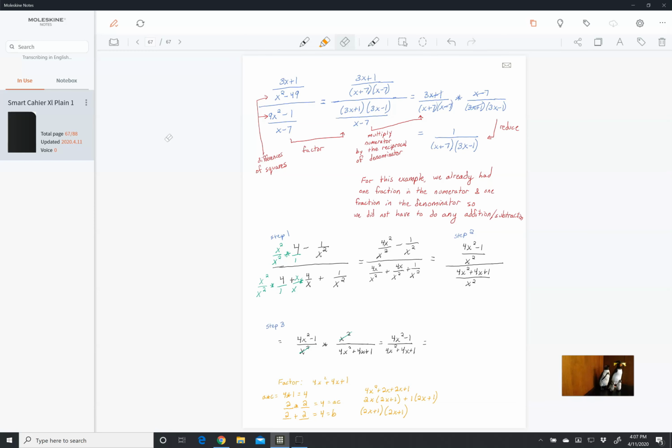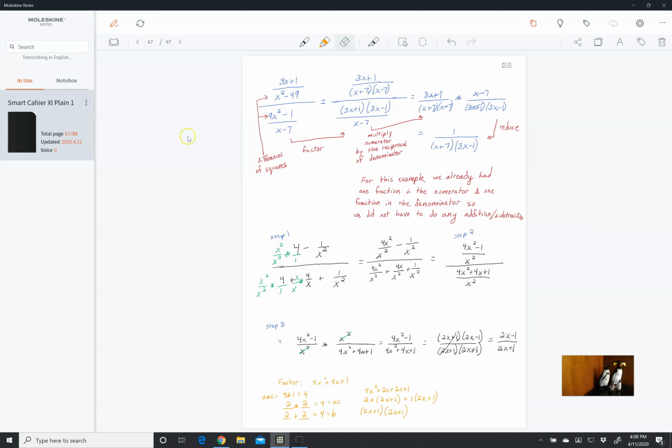To reduce this, we can factor the top, which is a difference of squares. We have 2x plus 1 times 2x minus 1. And then the bottom, we already factored to 2x plus 1 times 2x plus 1. What happens is one of these 2x plus 1s cancels, which means we're left with 2x minus 1 over 2x plus 1.